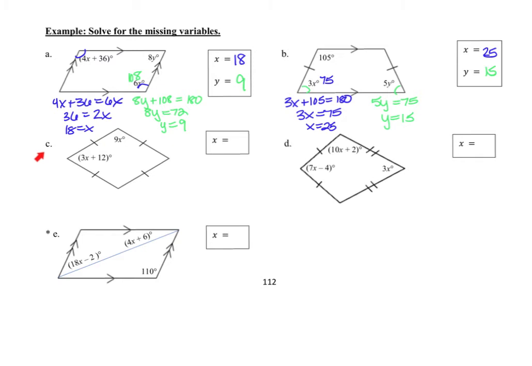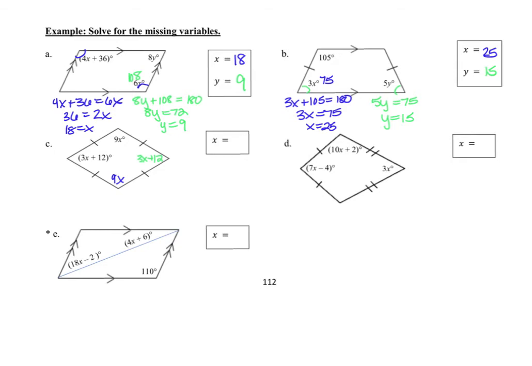Now let's take a look at letter C. Here we have a rhombus. All four sides are congruent. So I know that both opposite angles are congruent. But this is a little bit problematic because there's nothing over here. So I know that this is 9x, and I know that this side is going to be 3x plus 12 because it's the same as this one. But if I set these equal to each other, everything's going to zero out.